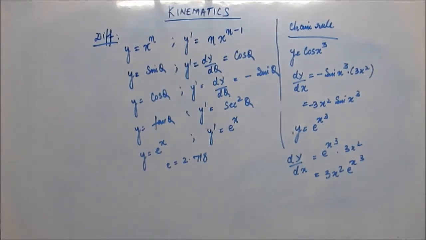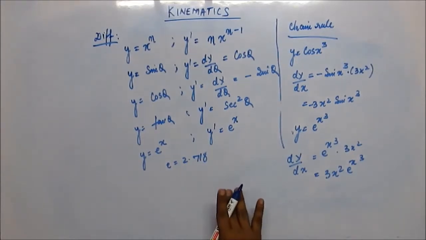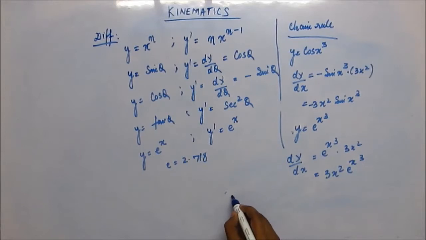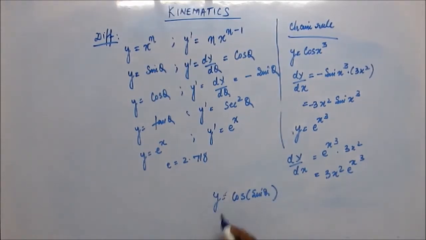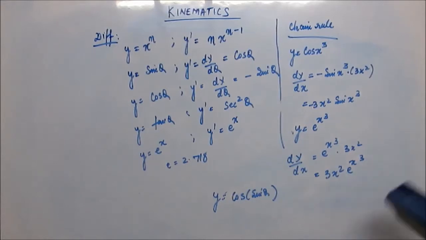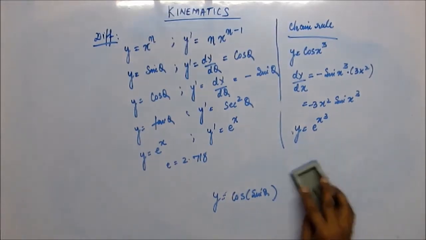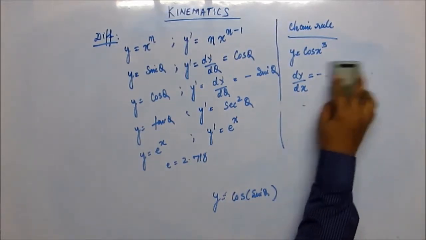Suppose that we have, suppose we have cos of sin theta. Y is equal to cos of sin theta. This is the function. And the argument of cos is not theta, but the argument is sin theta. So how do we differentiate this? Differentiation would be easy considering chain rule.